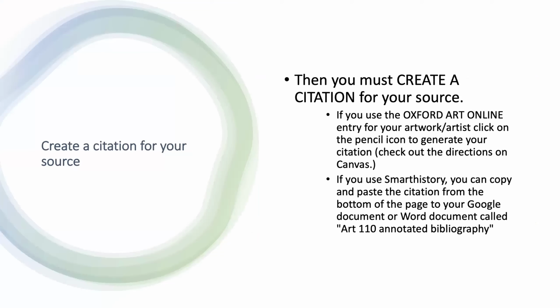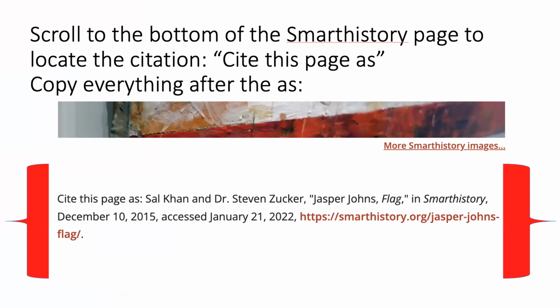Now you're going to create a citation for your source. If you use the Oxford Art Online entry for your artwork, just click on the little pencil icon to generate your citation. Again, you can check out the directions on Canvas. If you use Smart History, you can copy and paste the citation from the bottom of the page and add it to your Google document or your Word document. Scroll to the bottom of the Smart History page to locate the citation. It usually says "cite this page as:" and you just copy everything after the "as:" and that will be your citation.